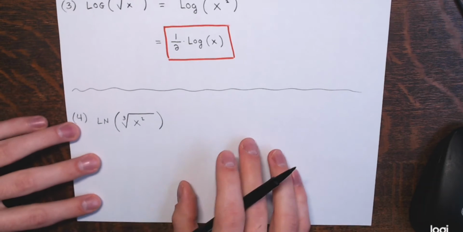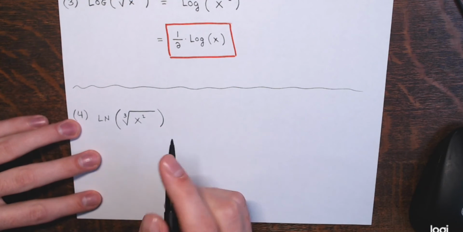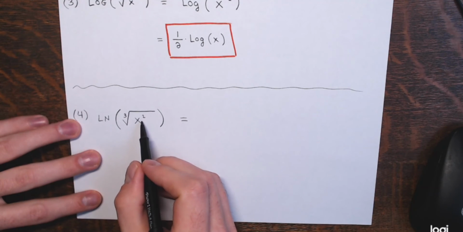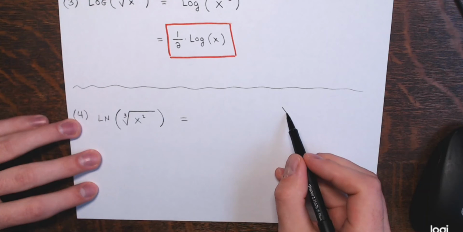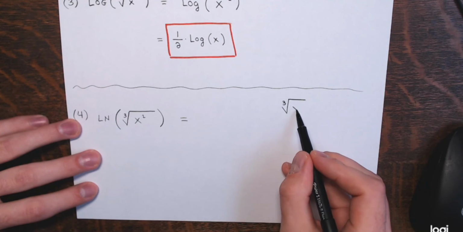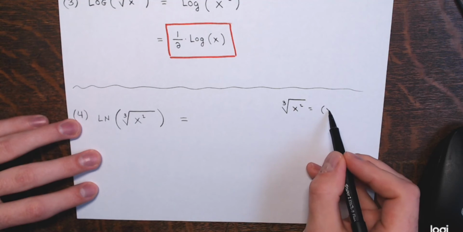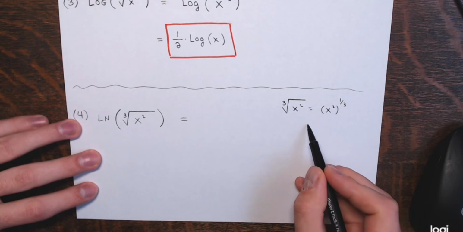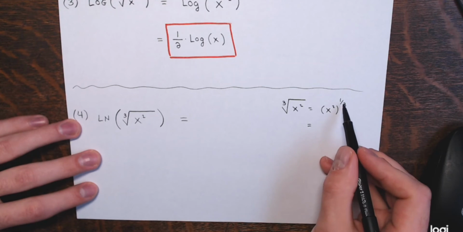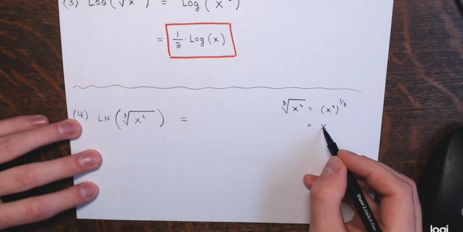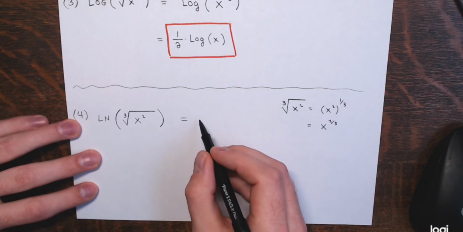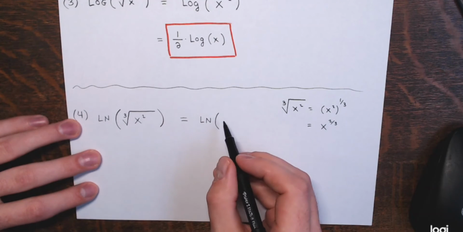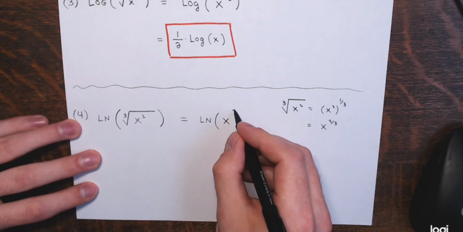Something very similar here. I have the natural log of the cube root of x squared. And off to the side here, remember the cube root of x squared is the same thing as x squared to the 1/3 power, which if you apply that power to a power property for exponents, this is the same thing as x to the 2/3 power. So that's how I'm going to rewrite it, right? This is the natural log, and then this cube root of x squared is just x to the 2/3 power.